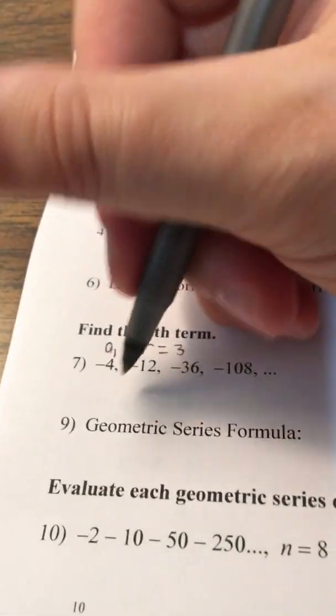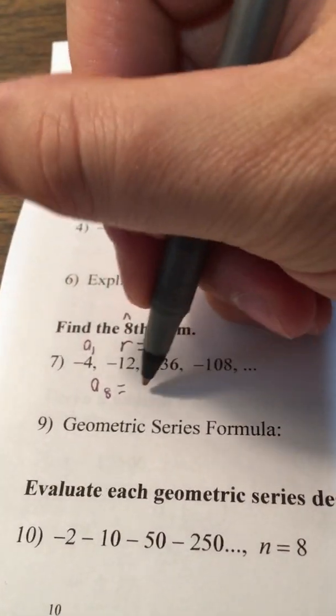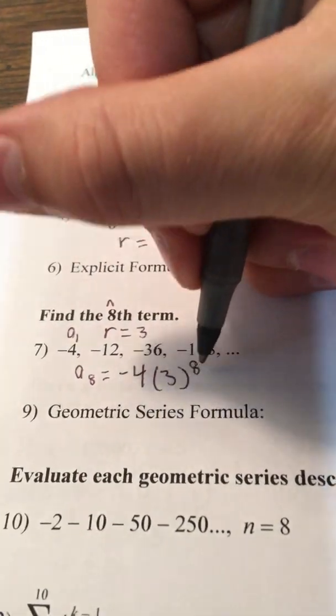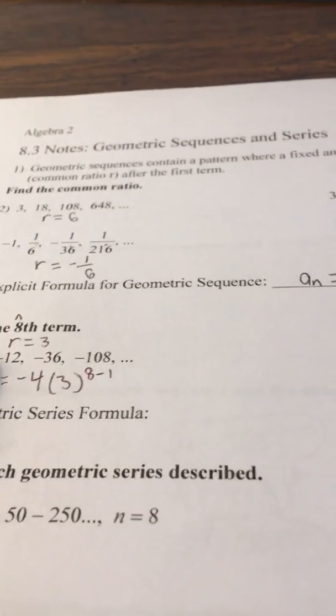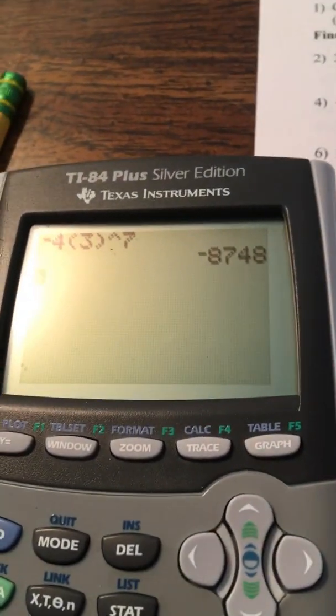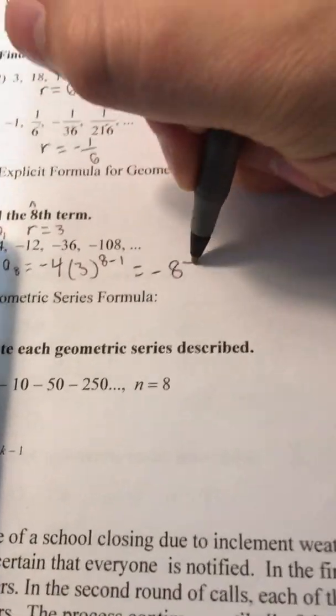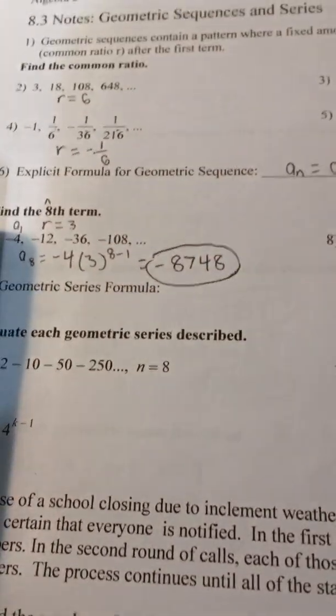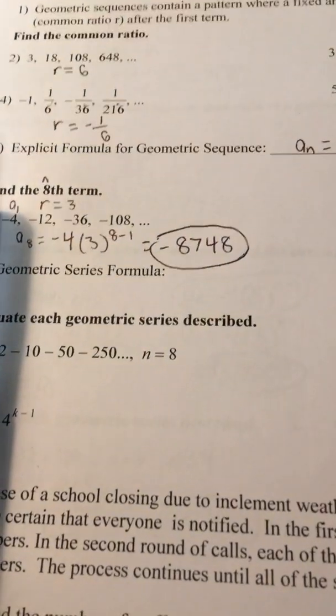So using my formula, I want the 8th term. A of 8 equals A1, which is negative 4, times 3 to the n minus 1. So to the 8 minus 1, or to the 7. Now, these numbers get big pretty fast, so you're definitely going to want a calculator to work these problems. Negative 4, parentheses, 3, exponent 8 minus 1, or exponent 7. Negative 8,748. Unlike arithmetic where we were adding and subtracting the same amount each time, in geometric, since we're multiplying, the answers wind up getting pretty big.